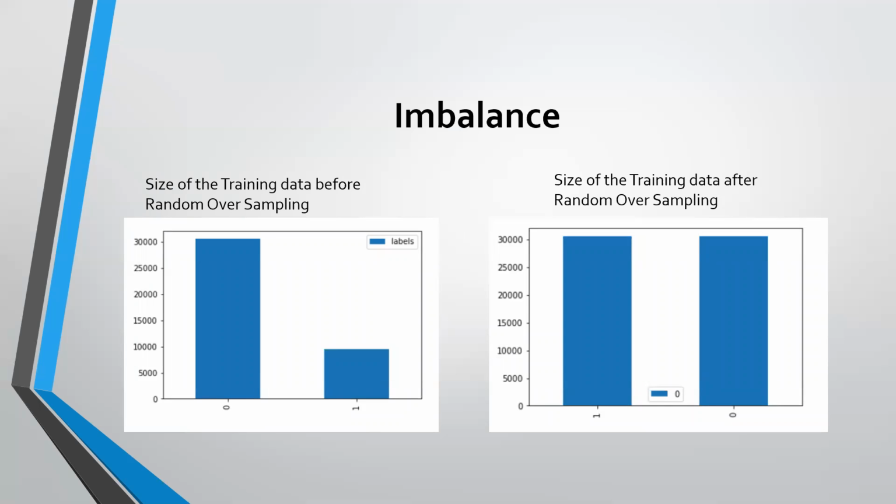This plot explains the size of the training data before and after random oversampling. In the first plot, we could see that for class 0, which is benign, there are 30,000 samples, but for malignant, which is 1, there are around 10,000 samples. The second plot shows the size after random oversampling, which is almost equal, 30,000 samples for both categories.